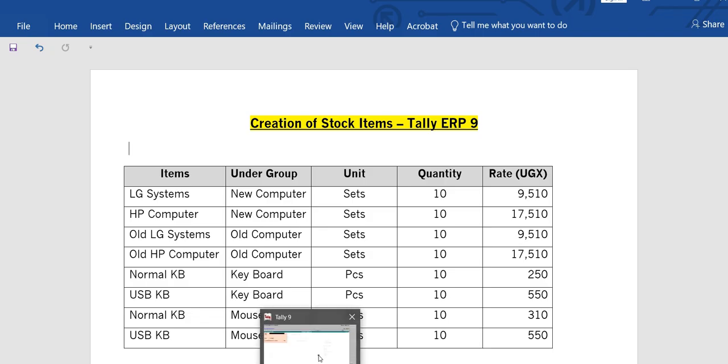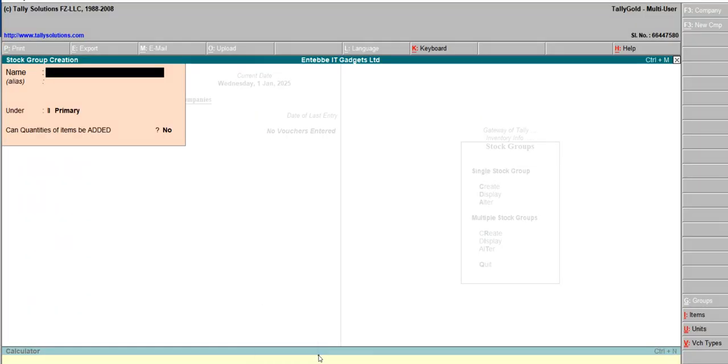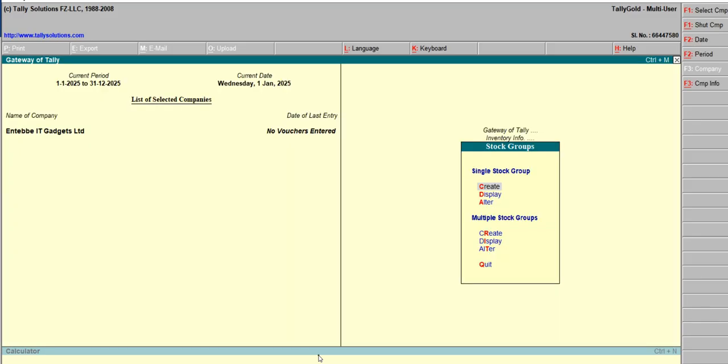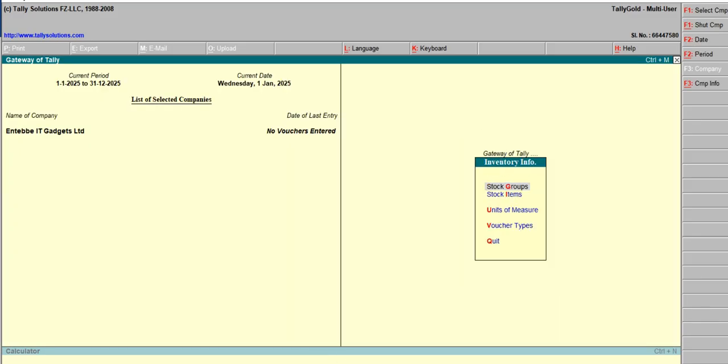Now what next? After creating all the stock groups, escape and go back to the main menu under inventory information. Stock groups, we have added them. Stock items, you need to enter stock items, but before you enter stock items, there should be units of measure. For example, units of measure can be kilograms, pieces, boxes, meters, and so on. Let's enter the units of measure.